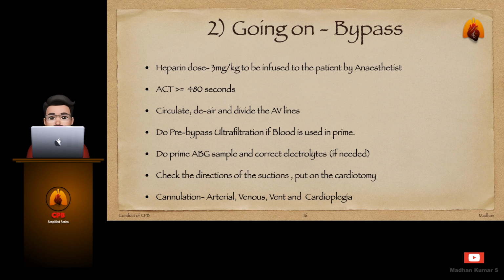Now the next stage of CPB is going on bypass. After heparinization, you have to make sure your ACT is crossing 480 seconds. Now circulate, de-air and divide the AV lines. Do pre-bypass ultrafiltration if you are using TRBC or whole blood in your prime. Do prime ABG and correct electrolytes if needed. Check your direction of the suction and put on the cardiotomy.